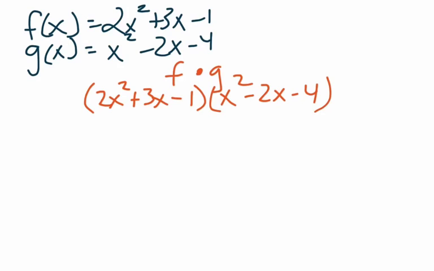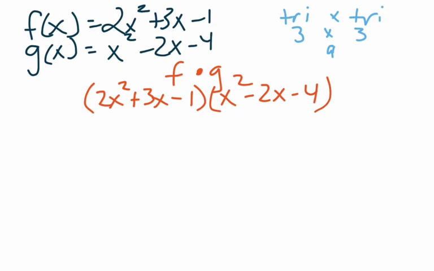What we're going to do to multiply these is distribute. Now, I want you to notice that we're multiplying a trinomial times a trinomial. A trinomial has 3 terms. Another trinomial has 3 terms, and 3 times 3 is 9.